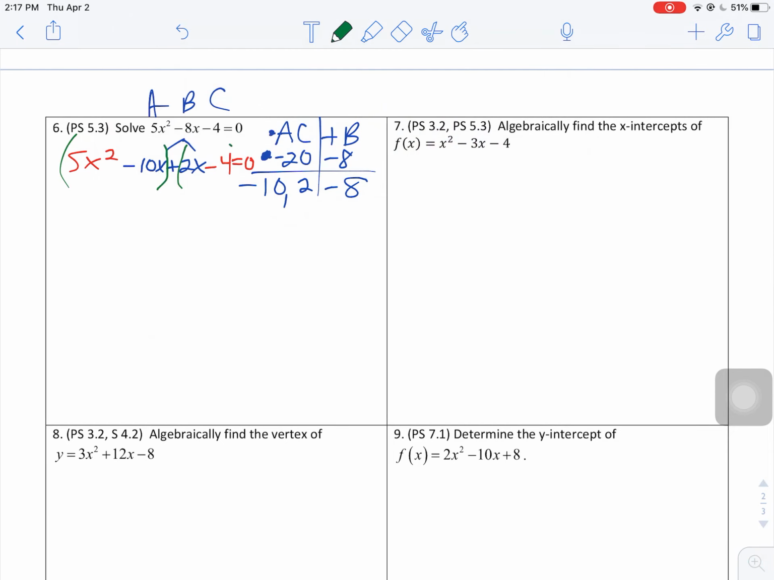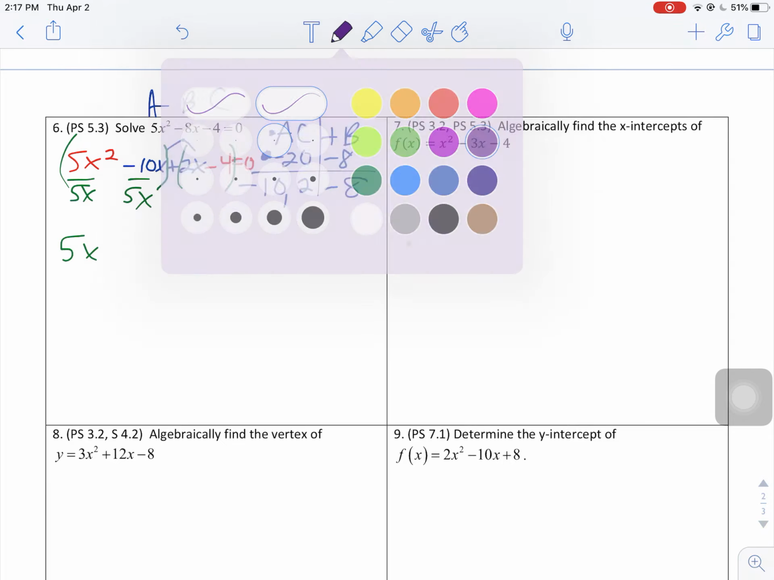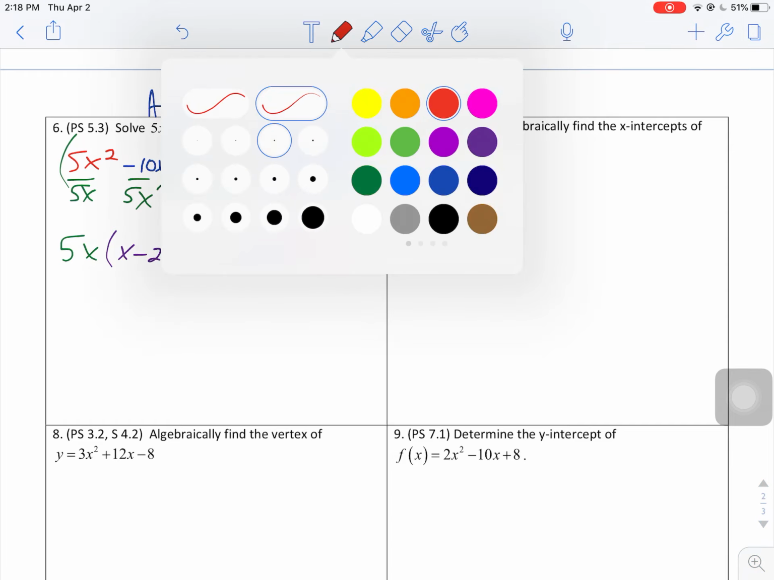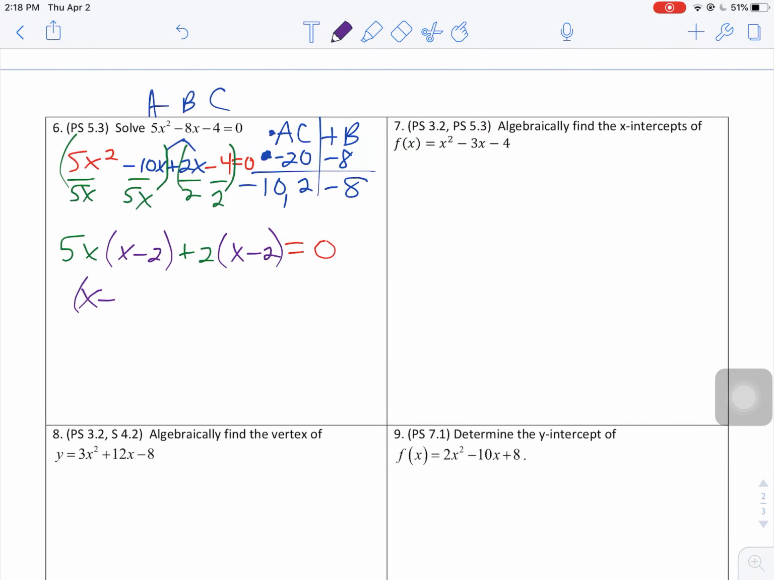I'm going to factor out my GCF from the first two terms. So divide out 5x. Leftovers are x minus 2. And then in the back set of parentheses, divide out a GCF of 2. Leftovers in the back are x minus 2. Let me drag down that equals 0 before I forget that we're solving an equation. And then I'm going to take that purple x minus 2 and factor it out in the front. Green 5x plus 2 in the back equals 0.